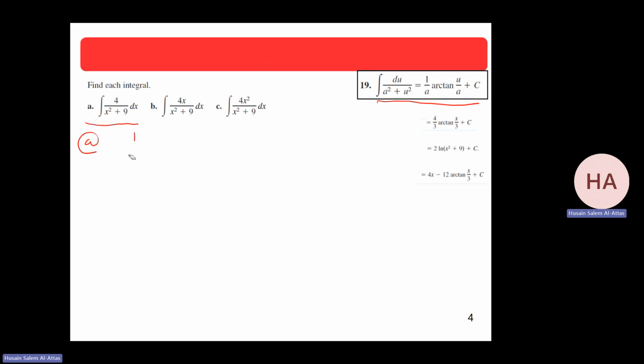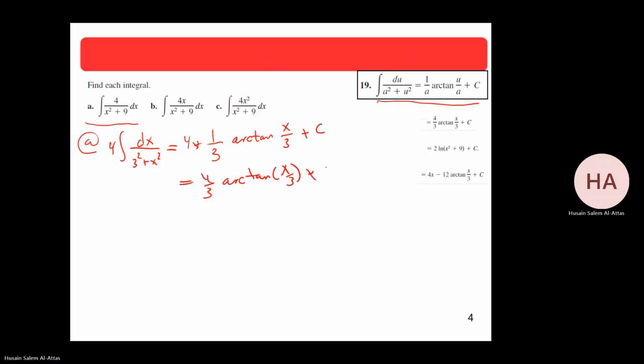This 4, I can take it out, who cares about this, it's just a number. So 4 times the integral of dx over 3 squared plus x squared. Just apply the formula. What is a? a is 3. So I have 1 over 3 arctan of x over 3 plus c. That gives me 4 over 3 arctan of x over 3 plus c, which is this one.